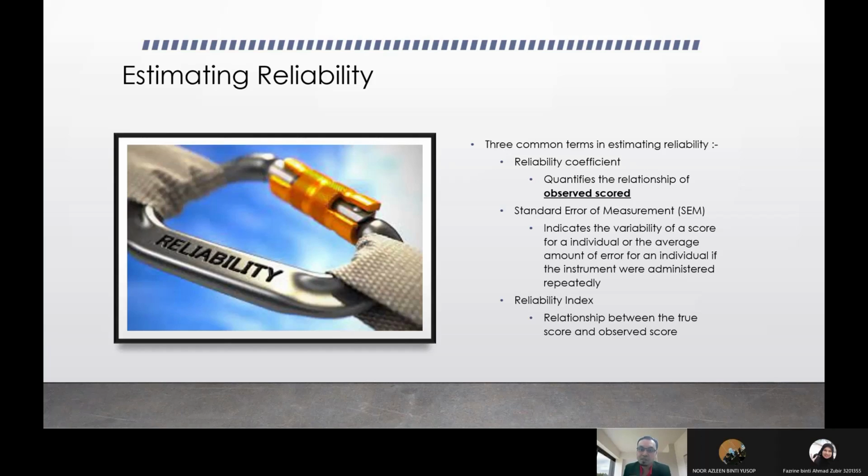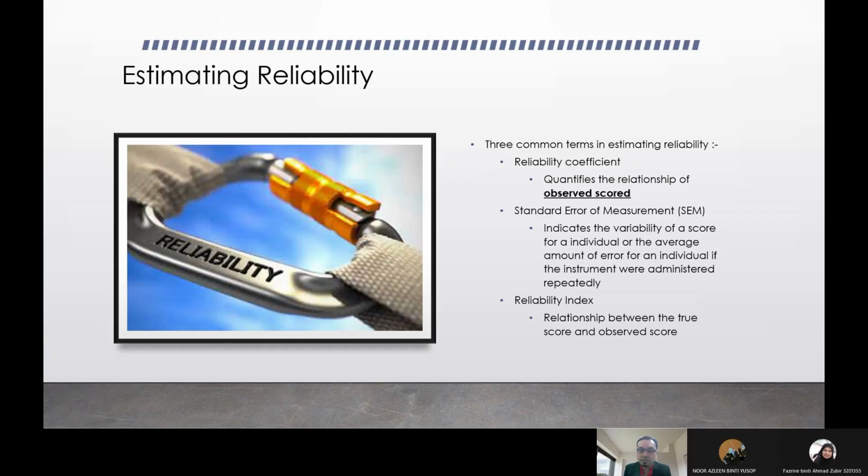just to estimate how much error we might introduce due to the bias of the research. The next is the standard error of measurement, which indicates the variability of a score for an individual, or the average amount of error for an individual if the instrument were administered repeatedly. The error of measurement was explained by Madam Fazrine. There are two kinds of error: random error and systematic error.